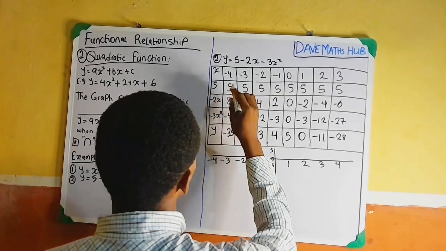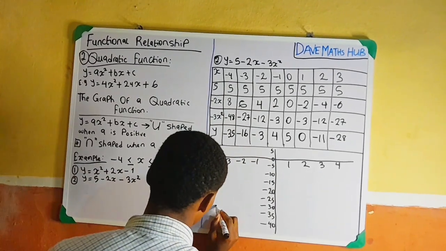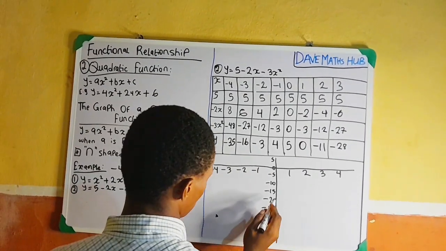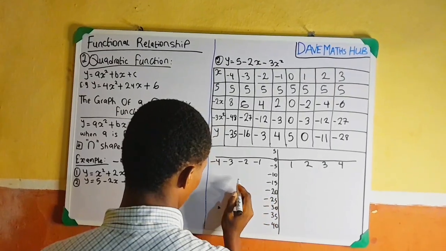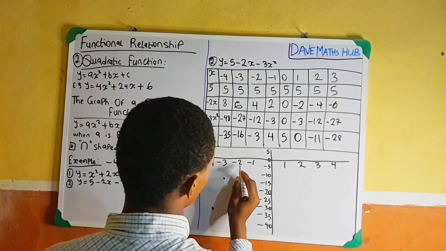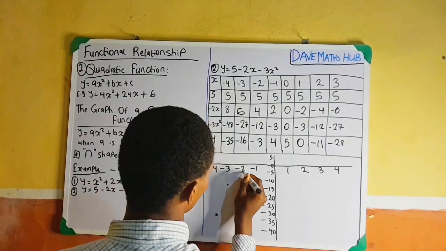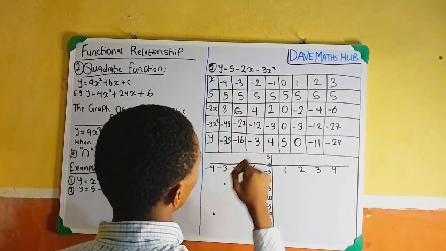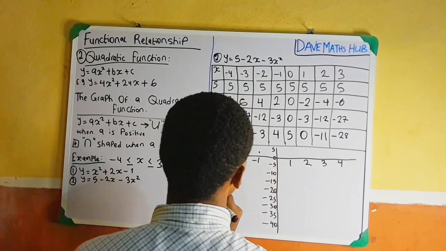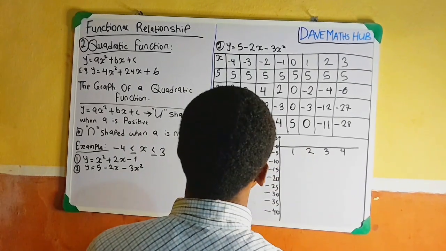So minus 4 to minus 35 comes down to this point. Alright, minus 3 to minus 16. 16 falls a little bit here, so it is this point. Minus 2 to minus 3, comes here. Then minus 1 to 4. This is minus 1, 4 here. 0 to 5, 5 here.